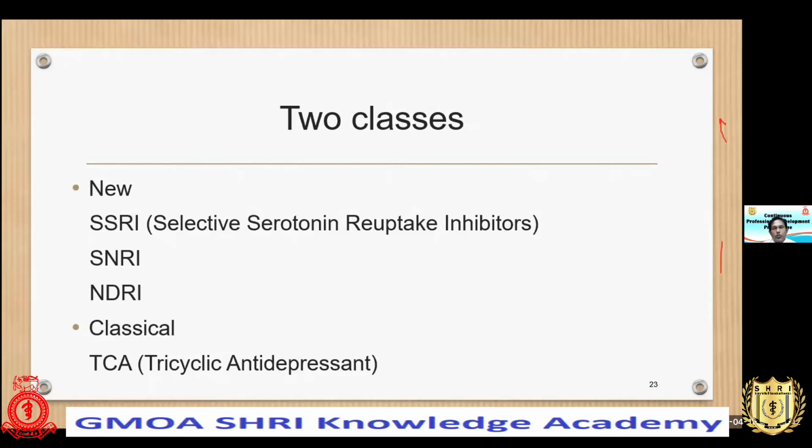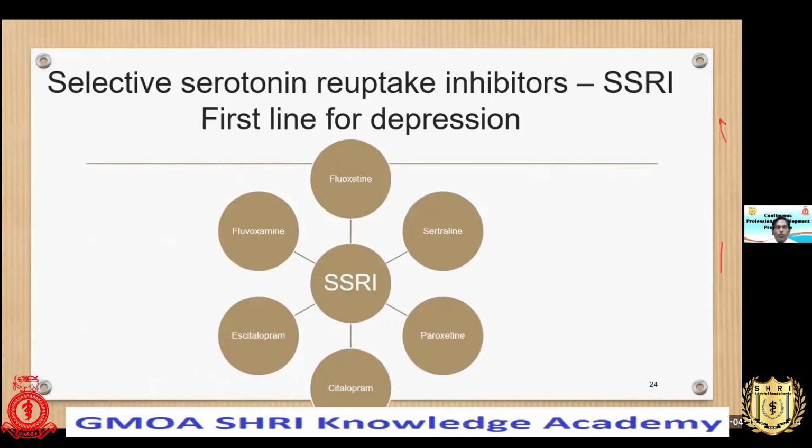I'm very sure that if you treat in a GP practice or in your clinics, more than 60 to 70% of people don't have to come to our special clinics. So that is good for us as well, and then we can treat the most needy people. The newer antidepressants are SSRIs, SNRIs, selective serotonin and noradrenaline reuptake inhibitors, and NDRIs, noradrenaline and dopamine reuptake inhibitors. The classical antidepressants are, as you all know, tricyclic antidepressants, TCAs. The examples are imipramine and amitriptyline.